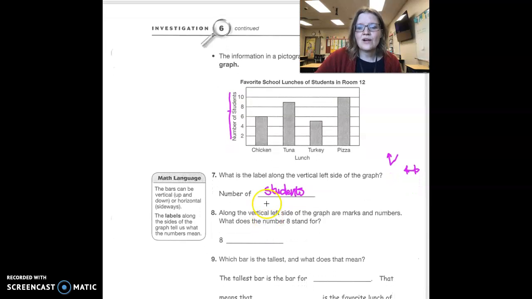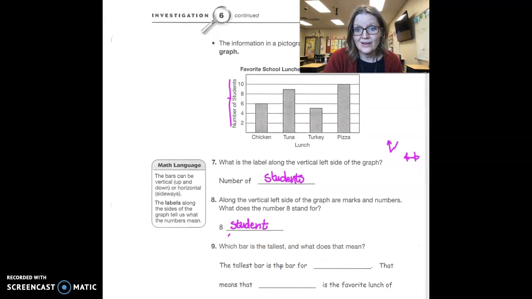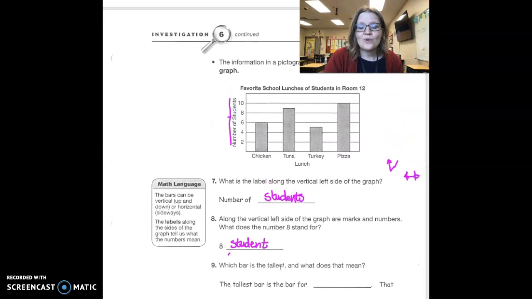Along the vertical left side of the graph are marks and numbers right here. What does the number 8 stand for? Well, based on the title, we know that there are 8 students. And that is something I need to mention. With all of our graphic organizers and our bar graphs, it becomes critical that they're labeled, or else we're just looking at lines with nothing to give us an idea of the data that's behind them. So labeling is important.